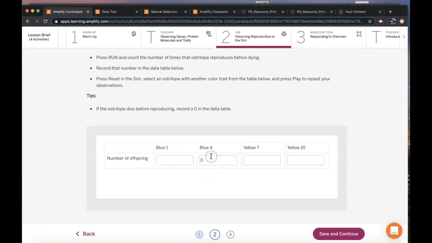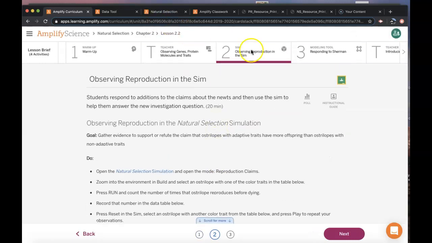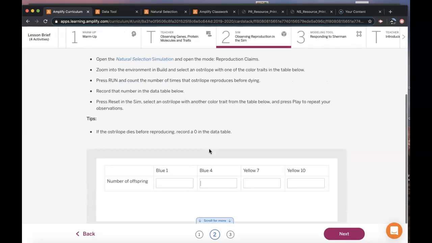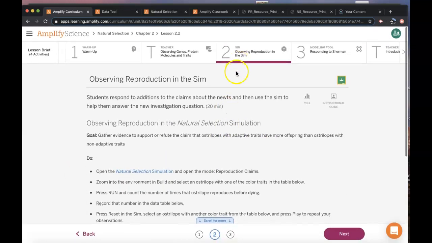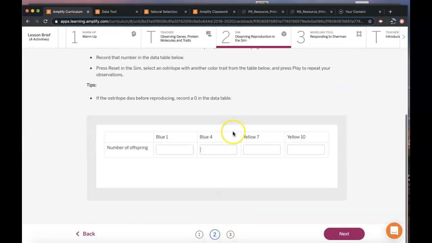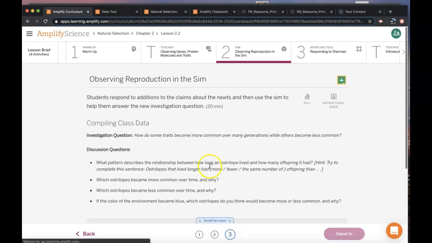Once you're done with the activity, you're going to pause the video, go to lesson 2.2 activity 2. Actually, I'm going to make this in 2 parts, so scratch that. Go to lesson 2.2, complete the sim activity on page 2, and once you're done with that, you will come back and watch the second video.